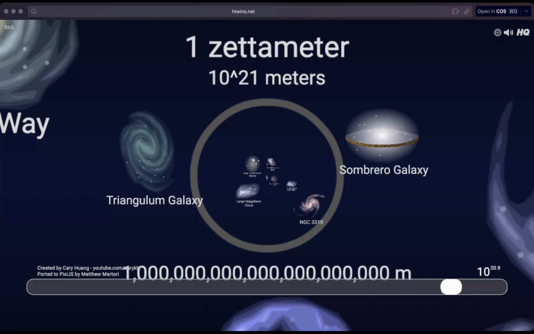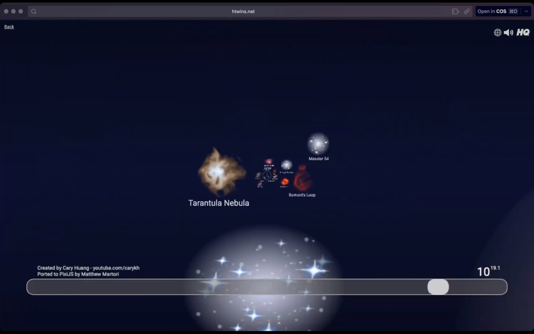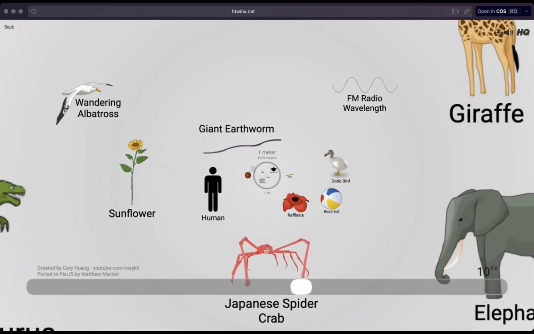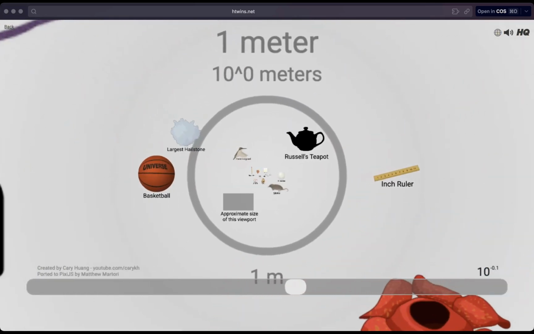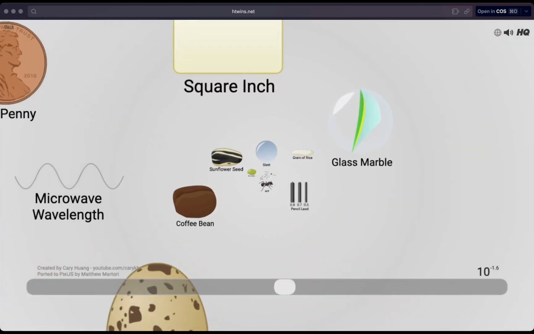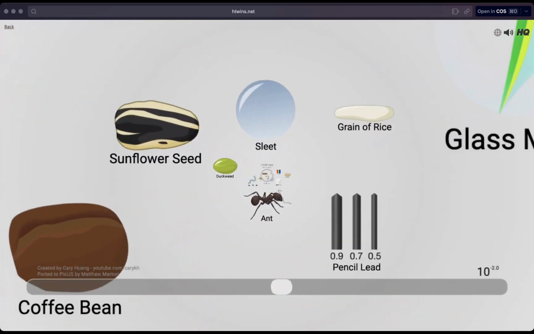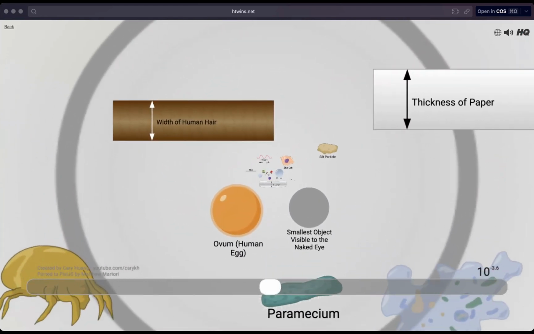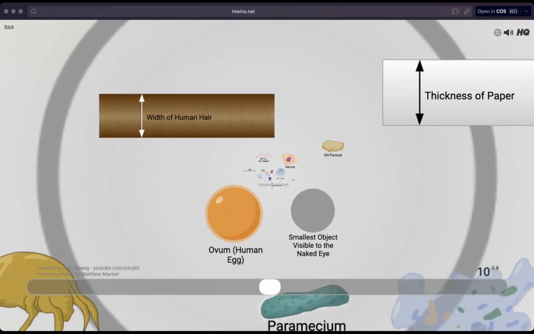But now let's go the other way. What's the smallest thing somebody can think of? Aside from an atom. Oh, a quark. Okay, no, that's fine. We'll see other stuff on the way. I'm going to go real fast now. Now we're back to human. So that's our scale. And as we zoom in, there's a coffee bean, glass marble, pencil lead, an ant. Width of a human hair, similar to a thickness of paper.